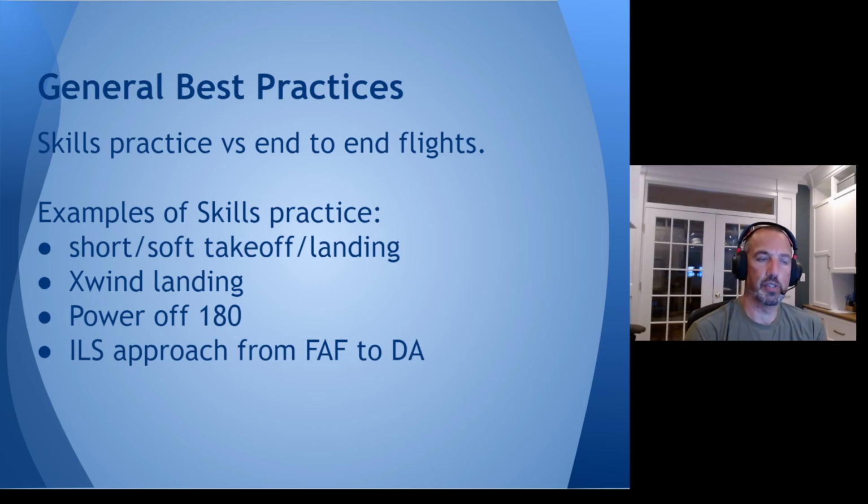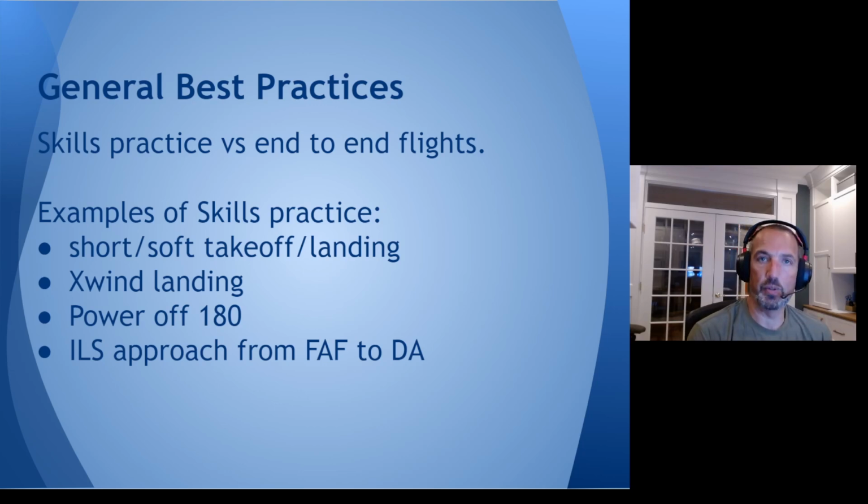So let's look at some examples of specific skills practice. Shorts and softs, both for takeoffs and landings, crosswind landings, power off 180, looking at an ILS approach, really any precision approach, but only from the final approach fix till the DA, or maybe from DA till the missed approach holding point, something like that. Those are examples where you kind of have your blinders on, you're not looking at the big picture, it's not a fully fledged scenario where you have a lot of decision making. This is bread and butter working on a specific skill.